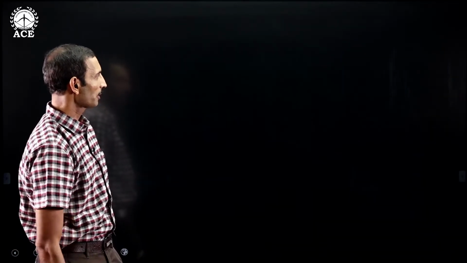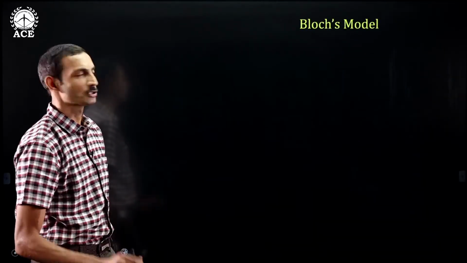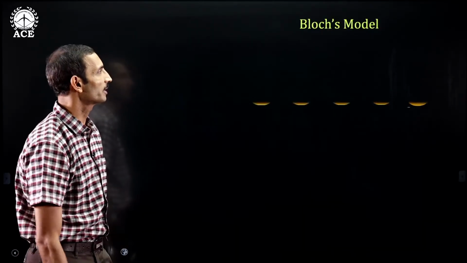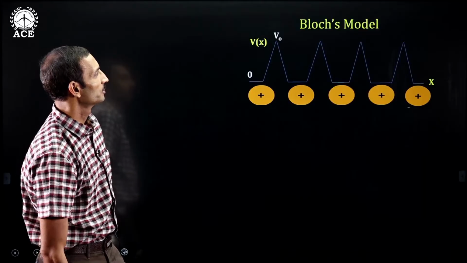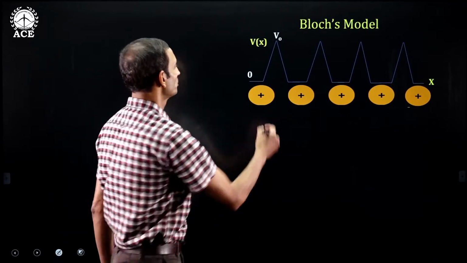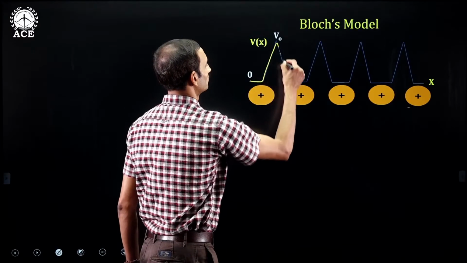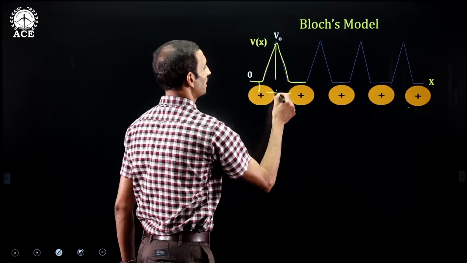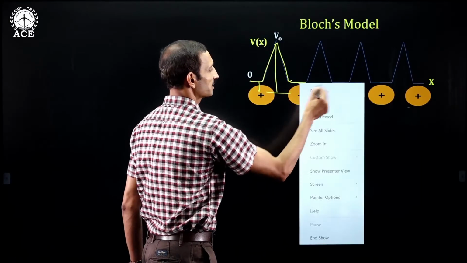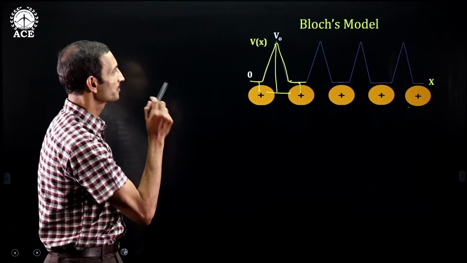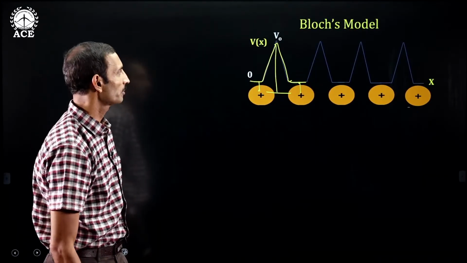Right. Now I have considered those particular equations. There is a slight difference between the model predicted by Bloch and Kronig-Penney. According to Bloch, the electron's potential energy would be varying like this, like a triangle. That means you're going to have 0 at the ion site, maximum in between the ions, again 0 at the ion site and so on, right? True. But there is a problem with this particular model. Do you know what is that problem?